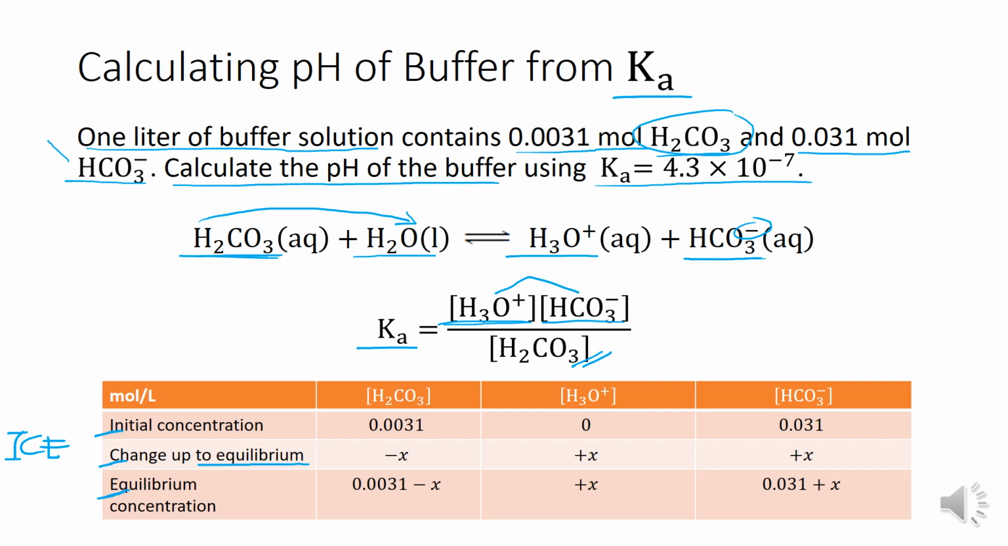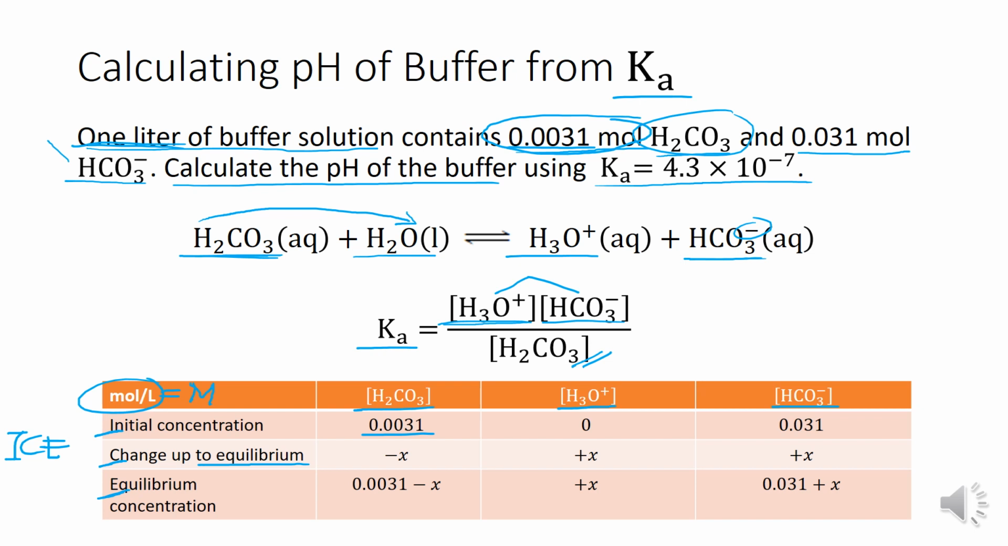So let's account for the concentrations of carbonic acid and the products, hydronium ions and hydrogen bicarbonate. Initially we have 0.0031 mole per 1 liter. Remember, the concentration that we want is mole per liter, in molarity. So 0.0031 mole divided by 1 liter is 0.0031 molarity.